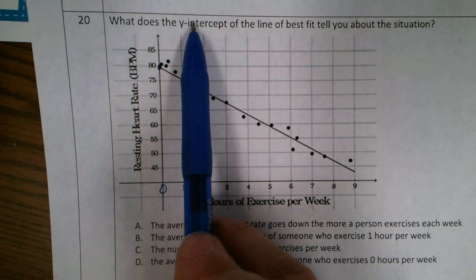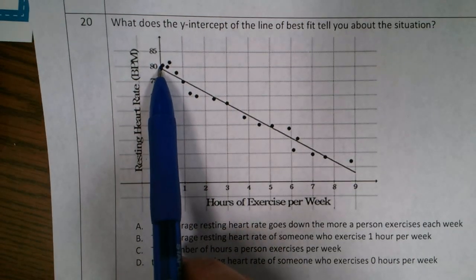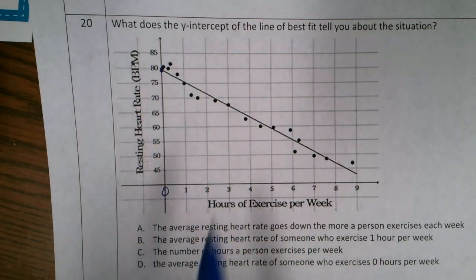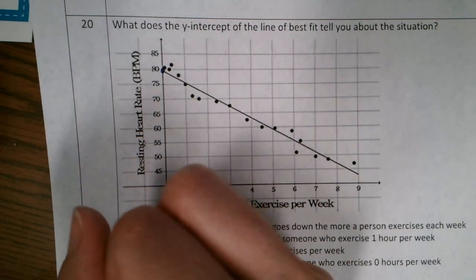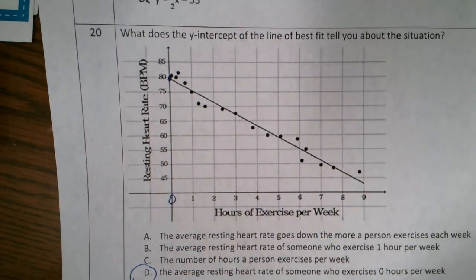C, the number of hours a person exercises per week. The y-intercept does not tell me the hours. The y-intercept tells me the heart rate. D, the average resting heart rate of someone who exercises 0 hours per week. That is the correct answer.